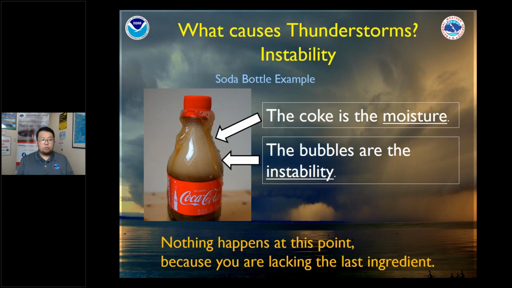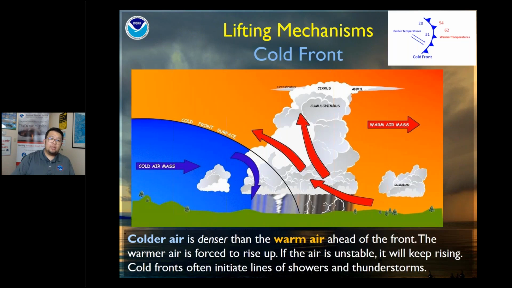So, a little bit more simply speaking, think of instability as like shaking up a soda bottle. You've got a soda bottle, that's the moisture, and you start shaking it. Well, then it starts creating instability within the bottle. All these little bubbles start forming. There's a lot of pressure inside the bottle. All the air is trying to escape and move up in the bottle, right? But nothing's going to happen at this point because we're still missing one last ingredient. And if you remember that ingredient, it's going to be lift. So we need to lift that cap off and watch the bubbles go shooting upwards. And that's what lift is.